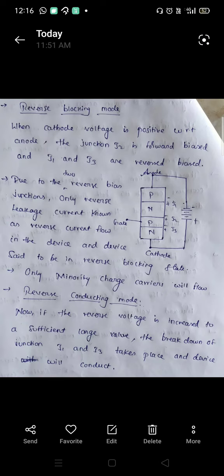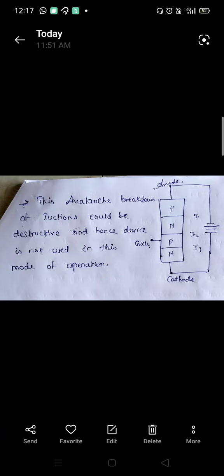Now let us discuss the last one, reverse conducting mode. If the reverse voltage is increased sufficiently, breakdown of junctions J1 and J3 takes place because of avalanche breakdown, as we discussed in the forward conducting mode, and the device will conduct. This avalanche breakdown of the junction could be destructive, and hence the device is not used in this mode of operation.